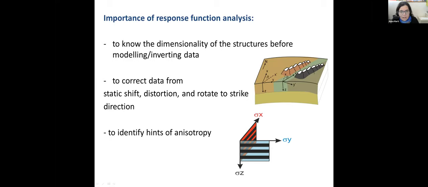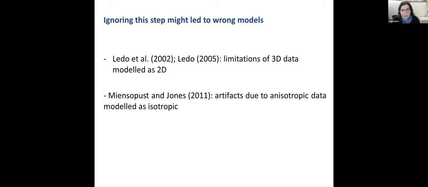We might need to correct it for static shift, for distortion, and rotate to the proper strike. And if it's possible, we want to identify if there are hints of anisotropy in our data. Ignoring this step could lead us to wrong models. For instance, Ledo et al. in these two papers explain the limitations of interpreting 3D data using 2D modeling or 2D inversion. And Miensopust and Jones in 2011 explain the artifacts that can appear in our models if we interpret anisotropic data as isotropic.